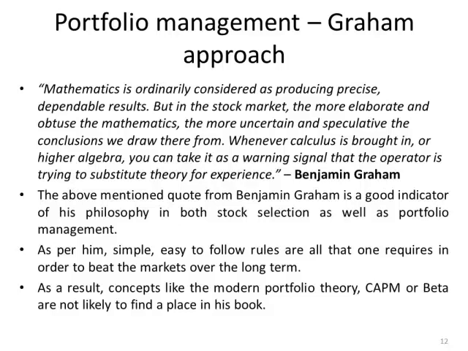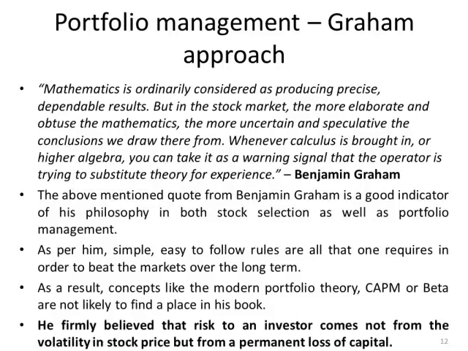These are not things that he considered to be very important. These are all mathematical formulations, and Benjamin Graham, as we can see, was against using complex mathematics to build your portfolio and make your investments. Finally, he firmly believed that the risk to an investor comes not from the volatility in the stock price, but from a permanent loss of capital. So he shared the same definition of risk as us, which is that risk is about losing money, right? Your loss of capital. It's not about volatility in the stock price.